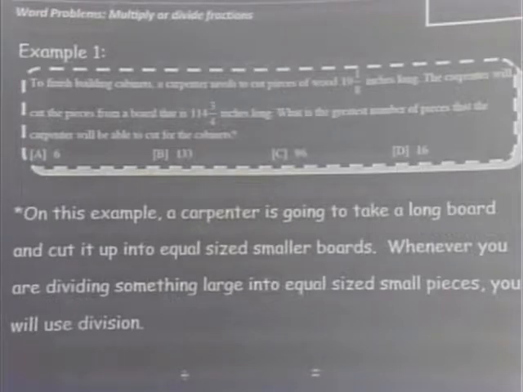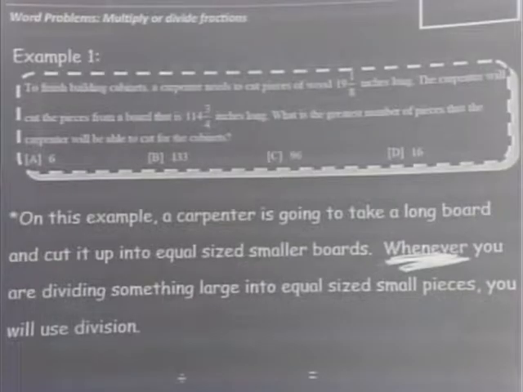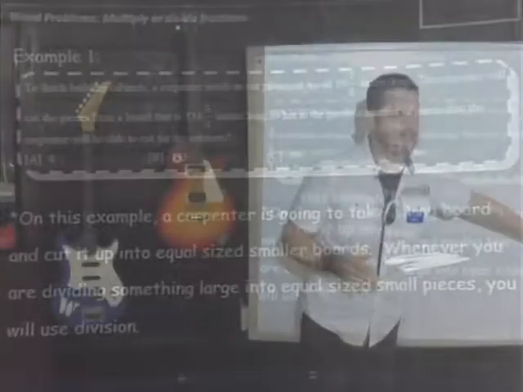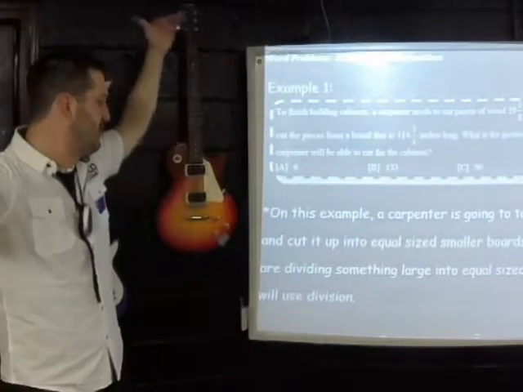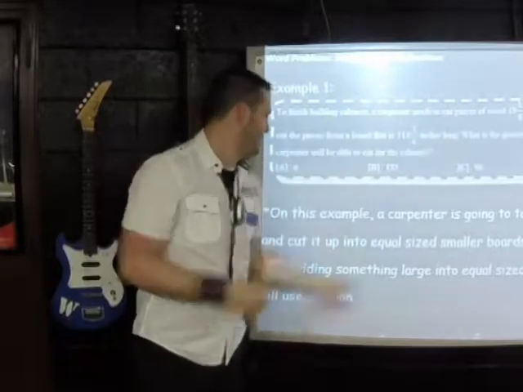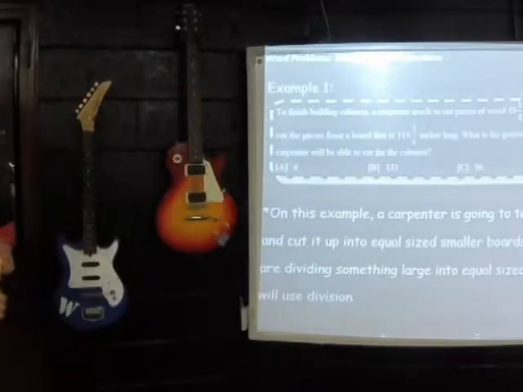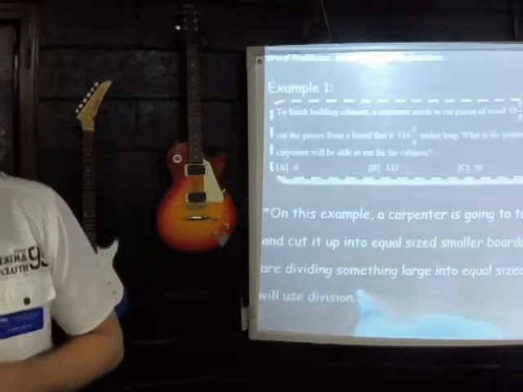Underline it, because this sentence is big for this objective. Whenever you take something big, and you are going to divide it up into equal smaller sizes, so whenever you are dividing something large into equal smaller size pieces, you will use division.